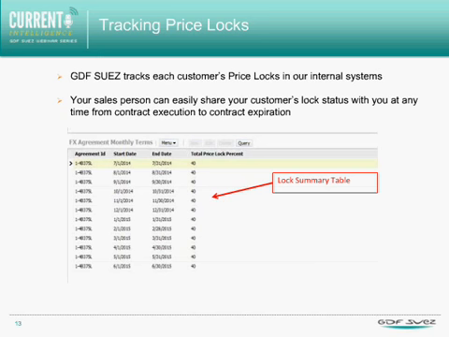What about tracking your price locks for your customers? The GDF SUEZ systems track each customer's price locks internally, and your salesperson can easily share this information with you at any time if you need to know the status of your customer's locks. The image shown here is a screenshot out of our systems, so your salesperson can easily call up your customer and very quickly check the percentage locks, if any, for a given time period.